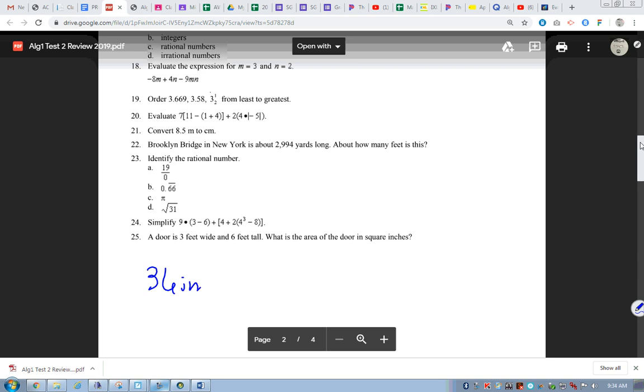36 inches. And 6 feet. What's 6 times 12? 72 inches. So we have 36 inches by 72 inches. What's 36 times 72? 2592 inches squared is what I'm told. Is that correct? Okay, is that the answer at the bottom? Okay. All right, so how many of you just took 3 times 6 and got 18? Probably not very many of you, because not very many of you actually did the review. All right, but you need to pay attention.